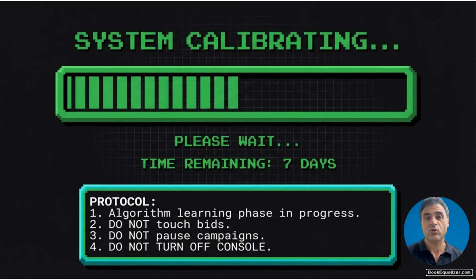Rule 4. Do not turn off the console. Keep all campaigns active for at least 7 days before making any decisions. This waiting period is an investment. You're feeding the algorithm data. The more data it has, the better it optimizes. Patience here pays off exponentially in week 2 and beyond.